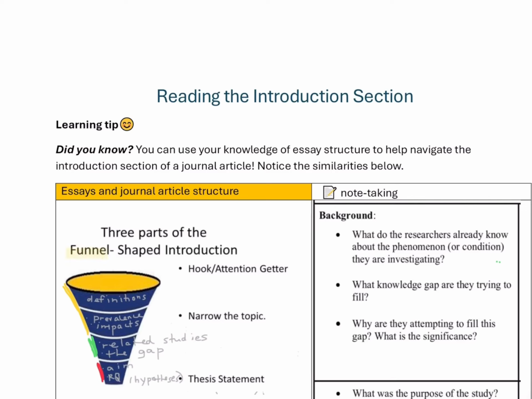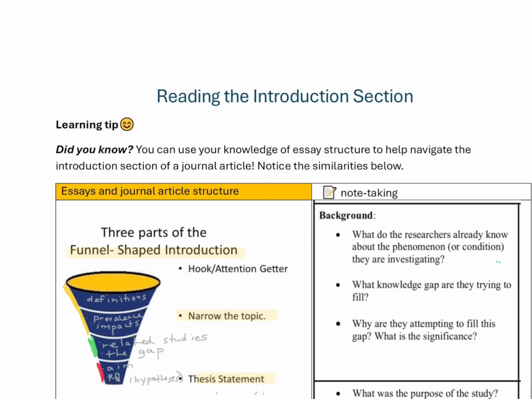So, a funnel-shaped introduction. You may recall that the introductory paragraph of an essay begins with some kind of hook or attention getter, which is some kind of statistic or an anecdote you learned, and then it proceeds to background information. And as the background information gets near the thesis, we get more specific. We narrow the topic until the thesis statement.